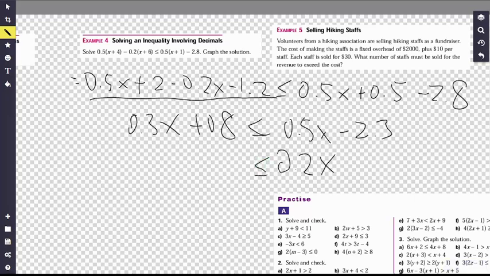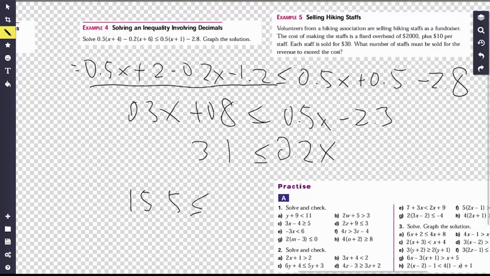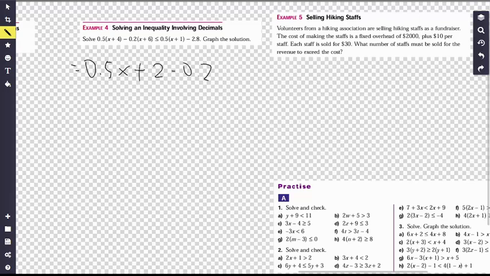So 0.8 plus 2.3, that's going to give us 3.1, I believe. Am I right? Yes, I am right. So 3.1. And now we just do simple division, where we're dividing both sides by 0.2. And 3.1 divided by 0.2, that's going to give you 15.5, which is smaller or equal to x. And therefore, any value of x that is greater or equal to 15.5, this inequality will have a solution.